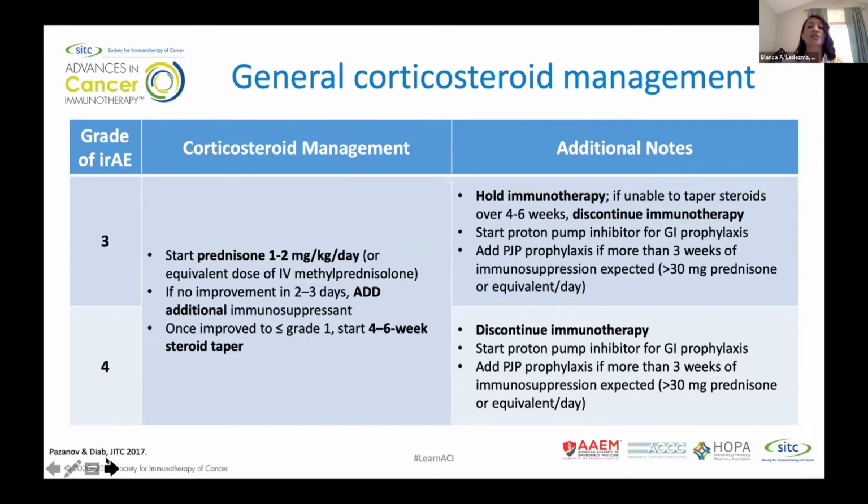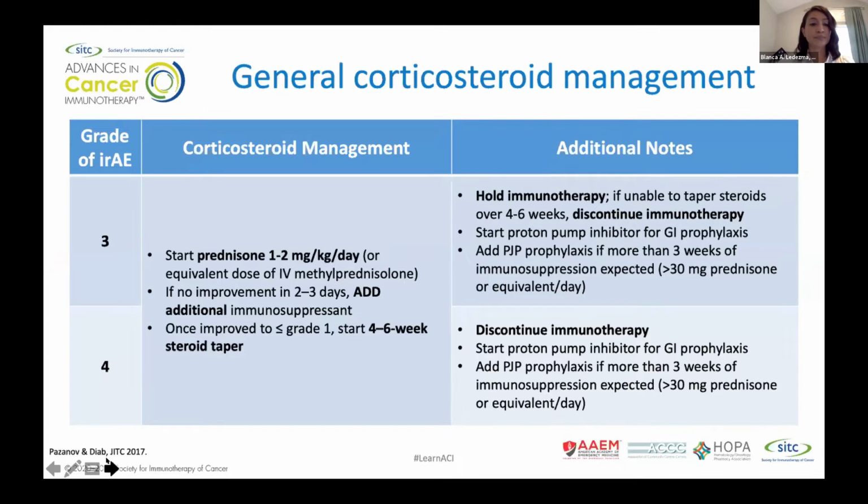We do want to give patients GI prophylaxis with a PPI, and if patients are going to be on 30 milligrams of prednisone or greater for greater than 3 weeks, we do want to cover them for PJP prophylaxis. For grade 4, we want to discontinue the immune checkpoint inhibitor, and of course continue the PPI GI prophylaxis and the PJP prophylaxis if they're going to be on 30 milligrams of prednisone or greater for greater than 3 weeks.